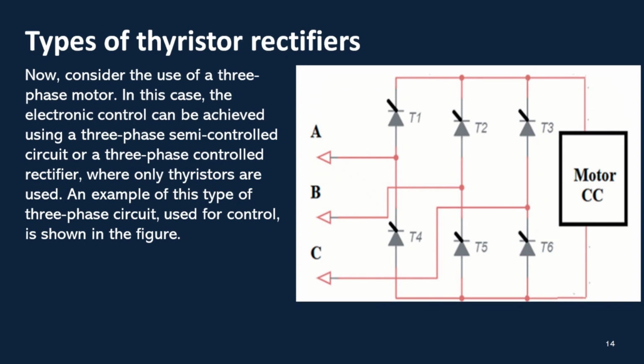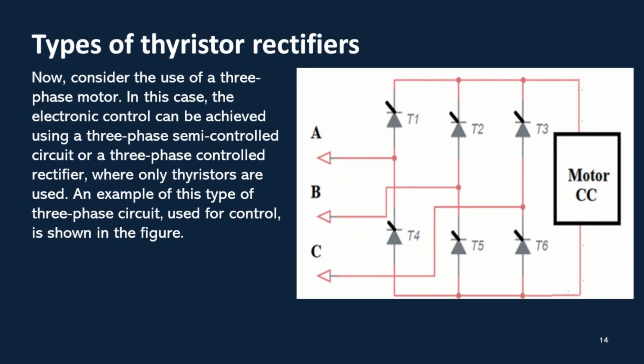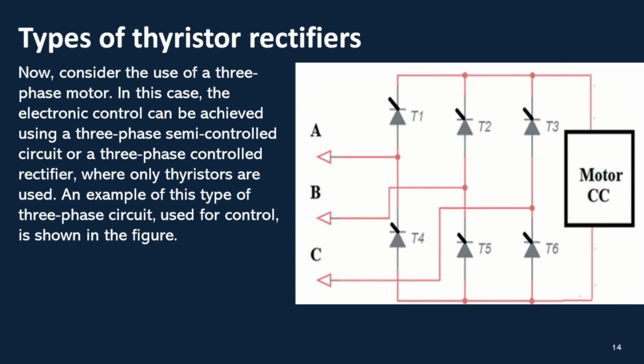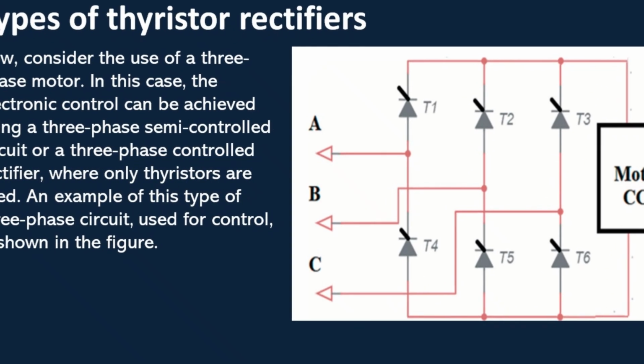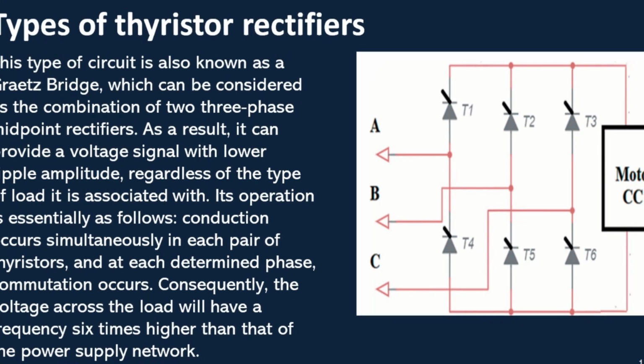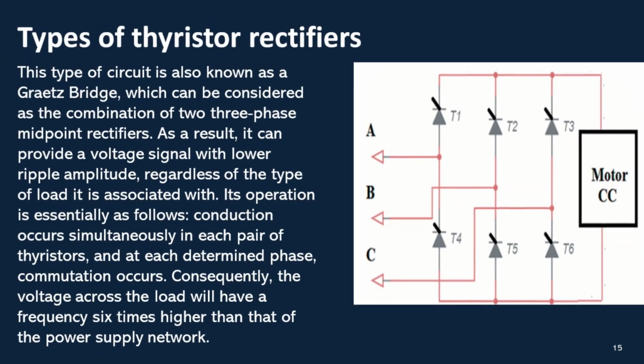In this scenario, electronic control can be achieved using either a three-phase semi-controlled circuit or a three-phase controlled rectifier, employing only thyristors. An example of such a three-phase circuit used for control is illustrated in the figure. This type of circuit, known as a Graetz bridge, is essentially a combination of 2 three-phase midpoint rectifiers.